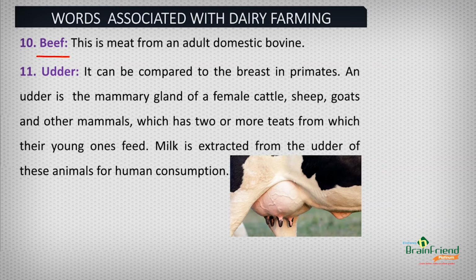And lastly, we have udder. This can be compared to the breast in primates. It is a mammary gland of a female cattle, sheep, goats, and other mammals, which has 2 or more teats, from which the young ones feed. And also milk is extracted from it for human consumption.